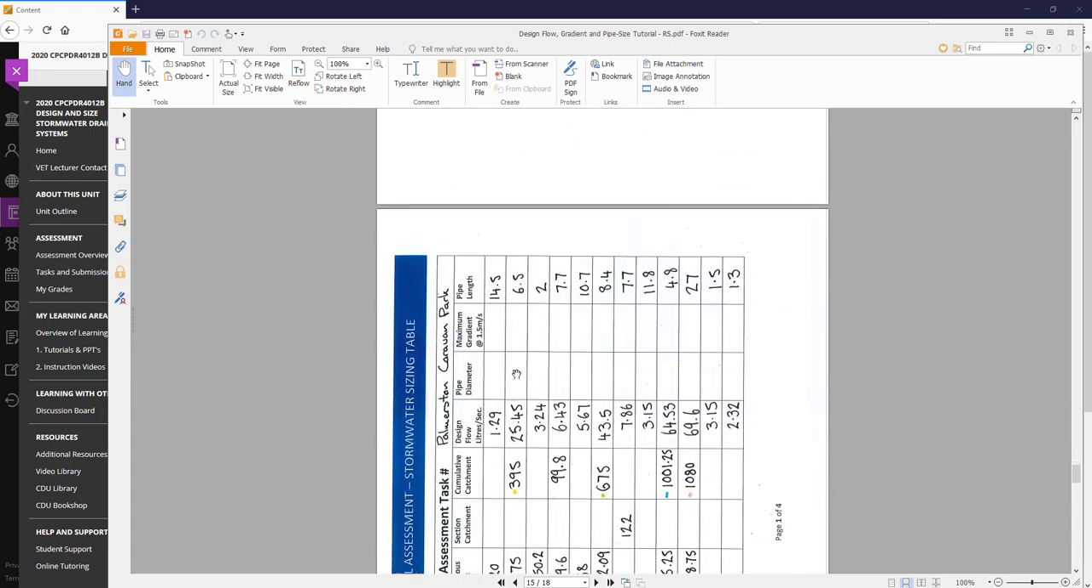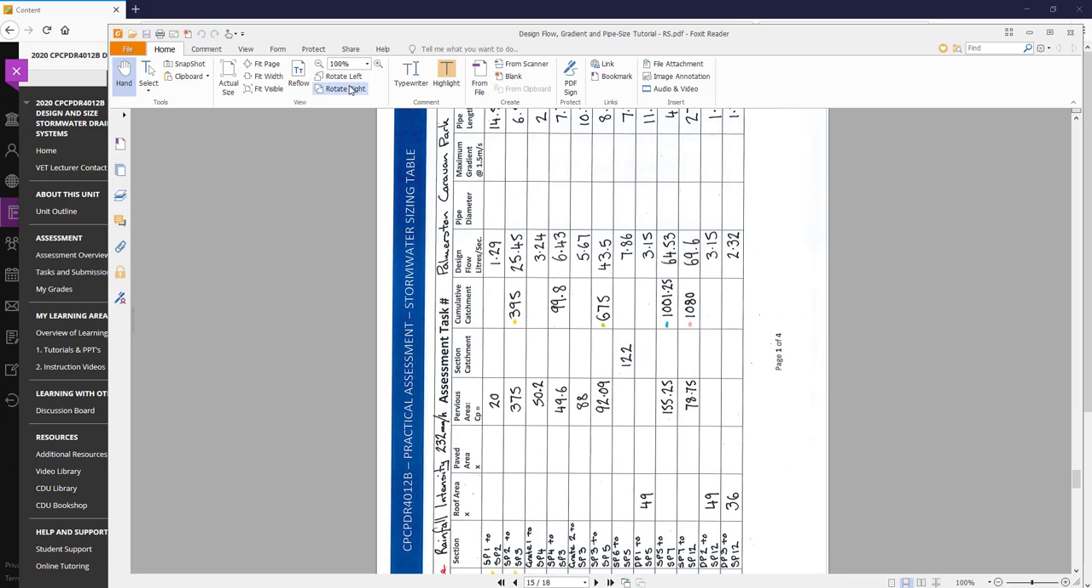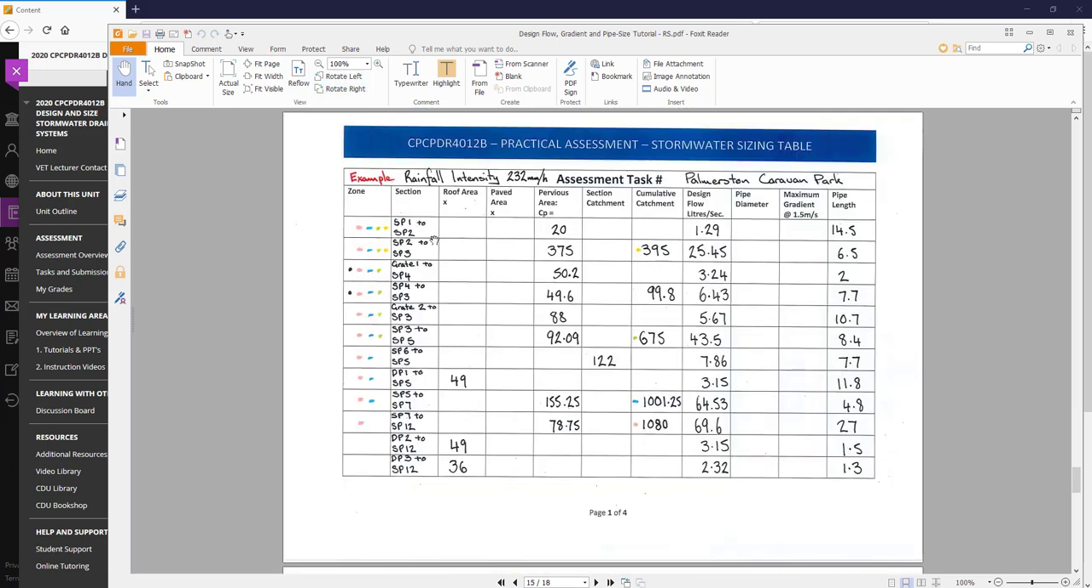And if we go to the page here and we rotate to the right, you'll see here, got all those figures from the previous page, and you will see that SP1 to SP2, 20 square metres, is 1.29. And all we've done is we've gone through and worked it out what the design flow is for each section of pipe based on how many metres go into that pipe.